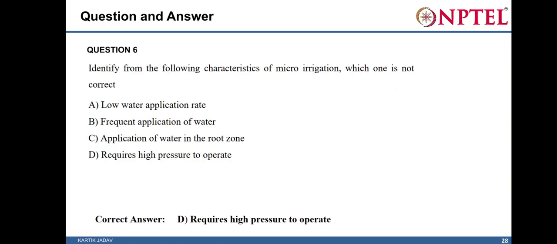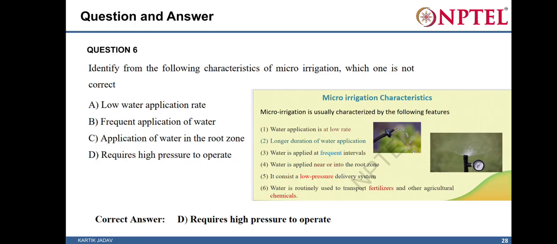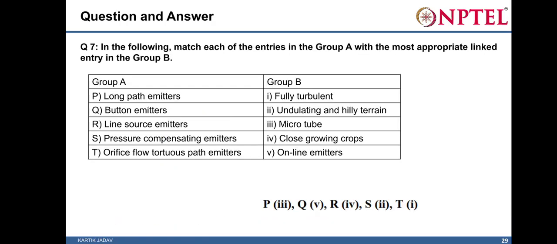Question number 6. Identify from the following characteristics of micro irrigation which one is most correct. So a micro irrigation system has a low water application rate, it is correct. Frequent water applications, yes, we are applying water frequently in this kind of irrigation system. Application of water in the root zone is also higher, and required high pressure to operate is an incorrect answer. Correct answer is option D. So these are the other micro irrigation characteristics, please go through this.